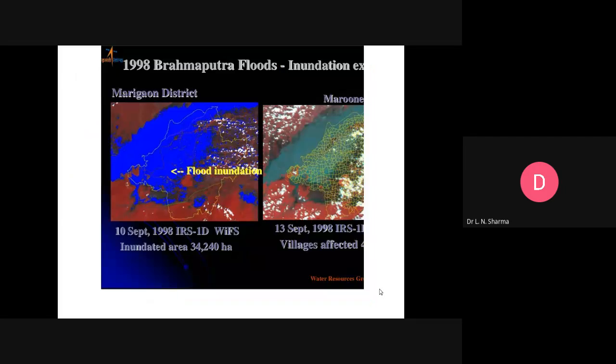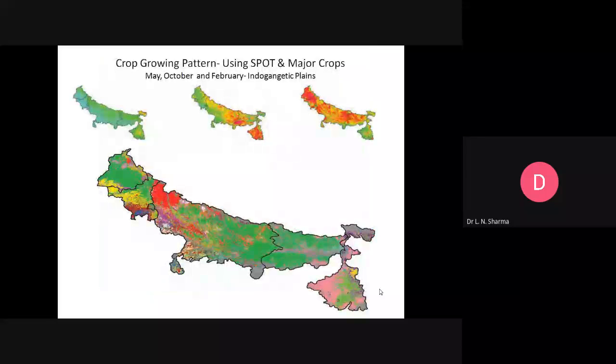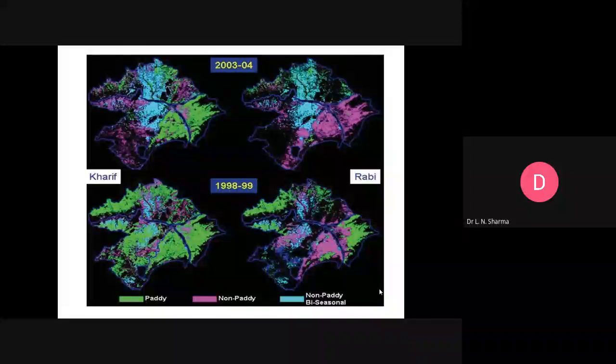This is the flood map of the Punjab. This is Brahmaputra. This is crop pattern. When you sow the crop, the signature will be green. As the crop grows, the signature recorded by the spacecraft or satellite will become reddish or yellowish. So this is shown from Punjab, Himachal Pradesh, Uttarakhand, and Northeast. Again, this is Kharif and Rabi.